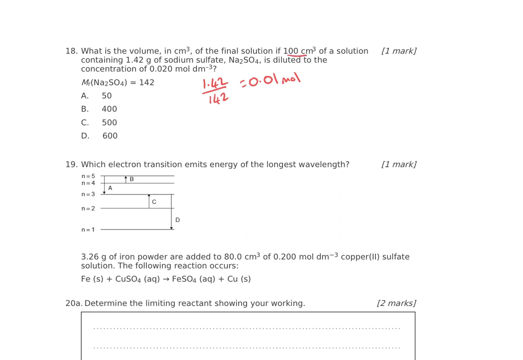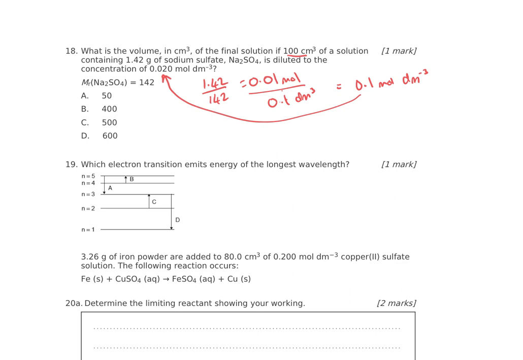So to find our initial concentration, it's going to be moles divided by volume. My volume is 0.1 decimeters cubed. Okay, so we're moving our decimal place. So that'd be 0.1 moles per decimeter cubed. So that's our initial solution. We want to dilute it to 0.02.